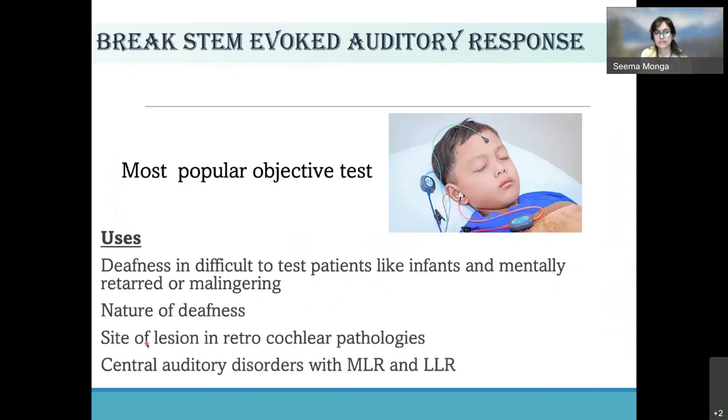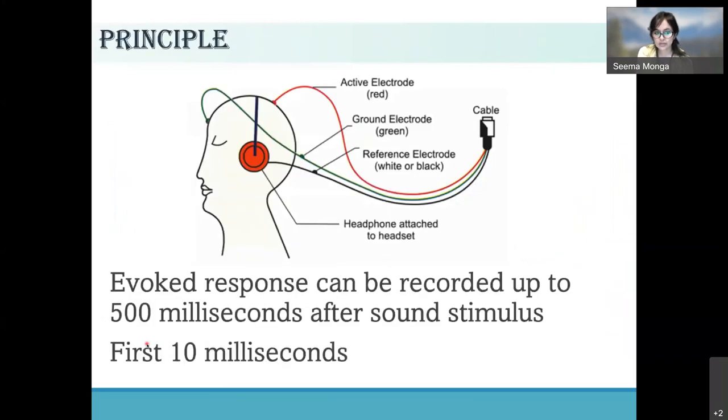So the third and the most popular objective test is the BERA. We all know why we use it. We use it for patients who are difficult to test, like infants and mentally retarded people, or in malingering. We have to check. These are the electrodes that we are putting. Mainly we use it in children to see the hearing loss, to confirm the hearing loss. These are the three electrodes that we use. The important part to remember is that we are checking in the first 10 milliseconds after giving the sound.